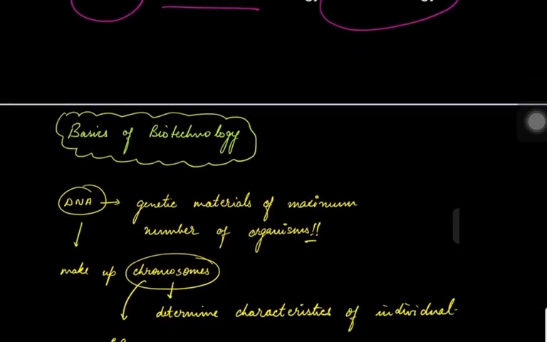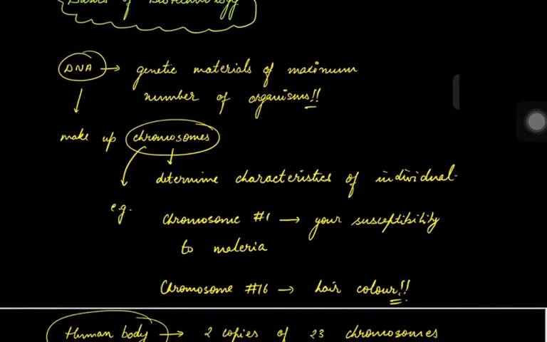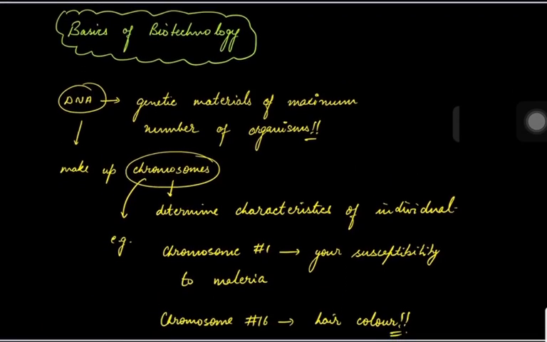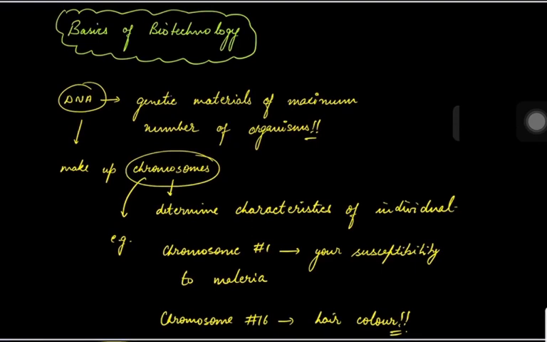Today in this lecture we are going to cover biotechnology. Let's go ahead. So the first and foremost thing that we are going to discuss is the basics of biotechnology, and in the basics of biotechnology, first and foremost is the basis of genetic material, that is DNA or deoxyribonucleic acid.